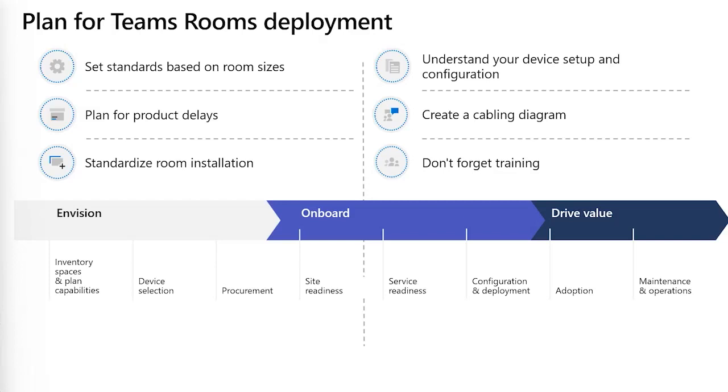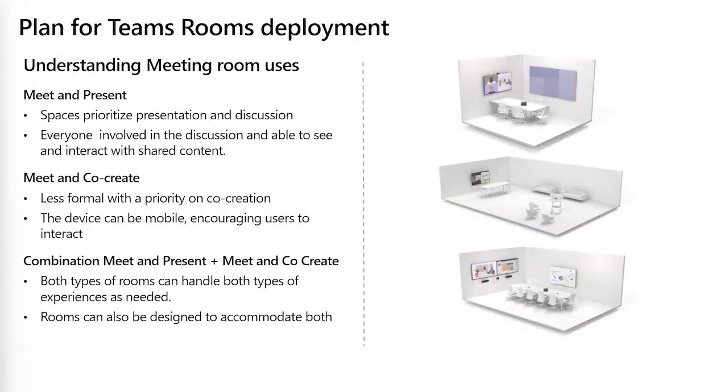You can see three main phases on the slide here: the envision phase, the onboard phase, and the drive value phase. A few of the meeting room types: maybe it's a meet and present room. A lot of organizations are demanding flexible environments now where wheels are underneath tables and chairs, so you can easily move the room around. And for the meet and present room types, presentations, discussions are featured, and everyone can see and interact with shared content.